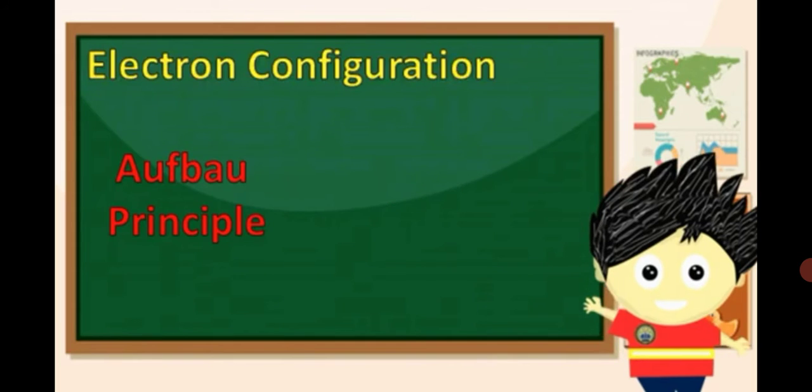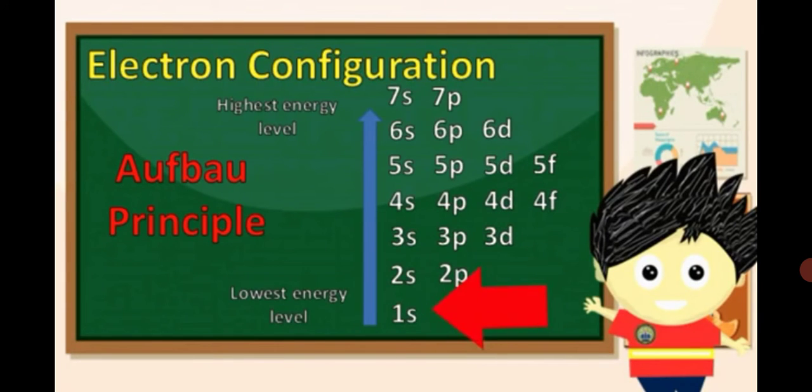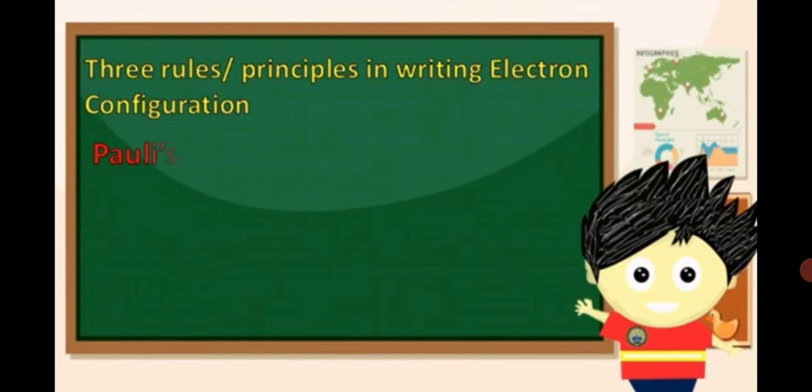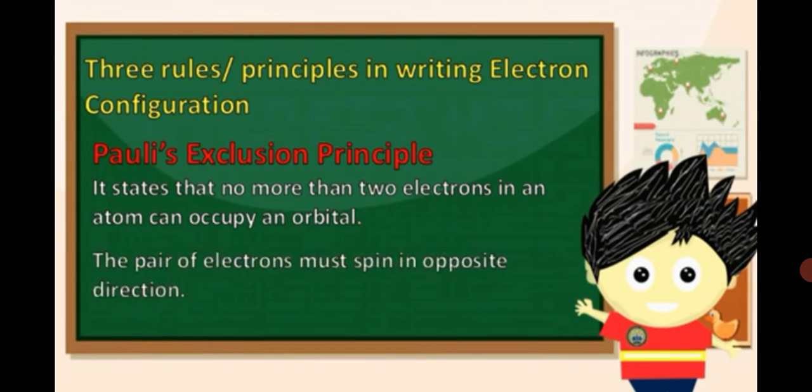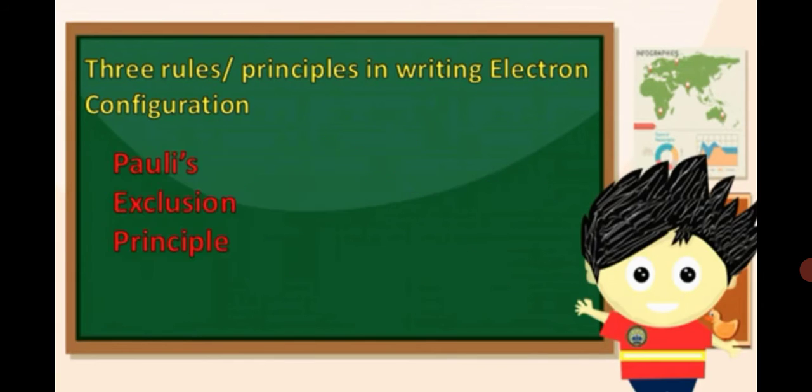Ibig sabihin lamang nito na magsisimula tayo sa pinakamababa hanggang sa maabot natin ang pinakamataas na energy level sa pagdidistribute ng number of electrons. Sa second principle na tinatawag nating Pauli's exclusion principle, it states that no more than 2 electrons in an atom can occupy an orbital. Further, the pair of electrons must spin in opposite direction.